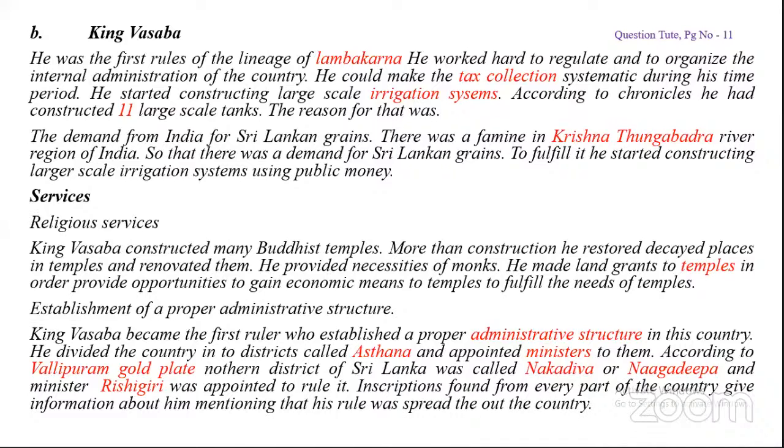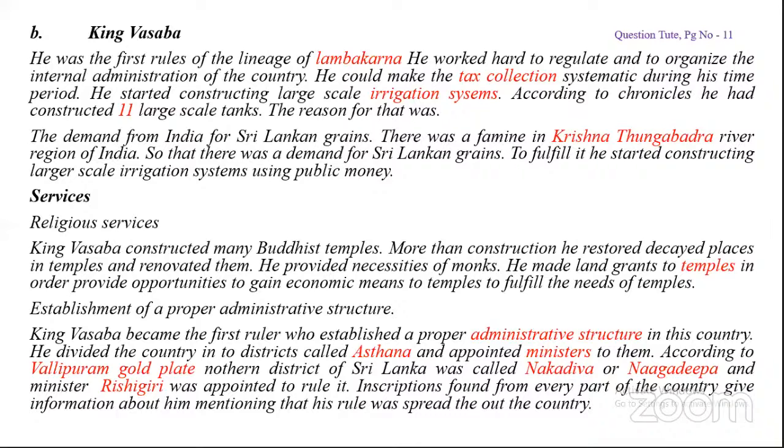Then under services, you can't write other services. You have to specify the service, like religious services, economic services. King Vasabha constructed many Buddhist temples. More than construction, he restored decayed places in temples and renovated them. He provided the necessities of monks. He made land grants to temples to provide economic means to fulfill the needs of temples. Establishment of a proper administrative structure, that also you can write.